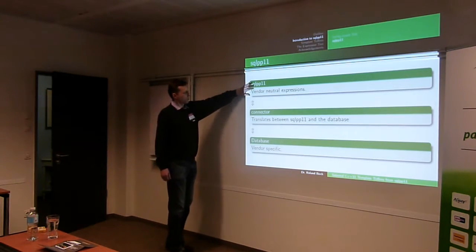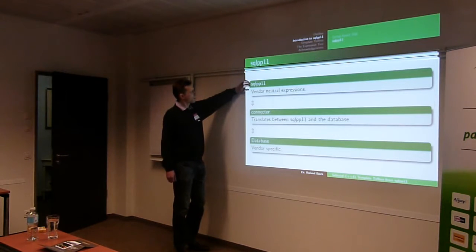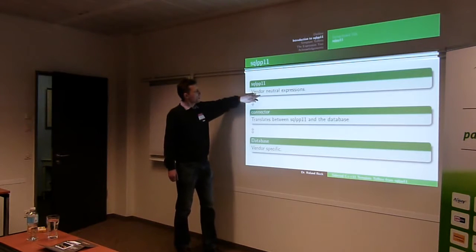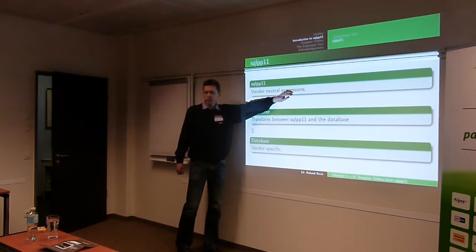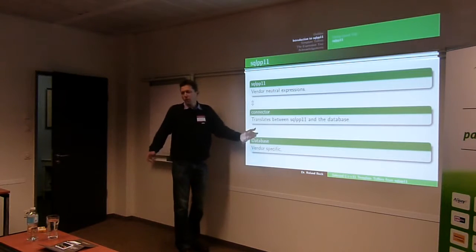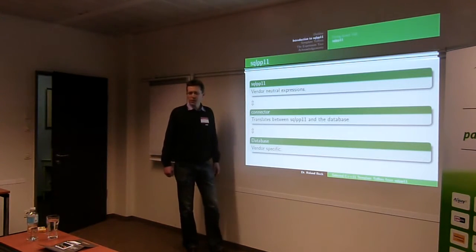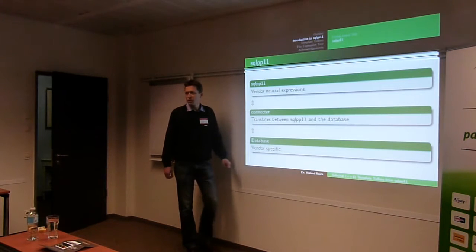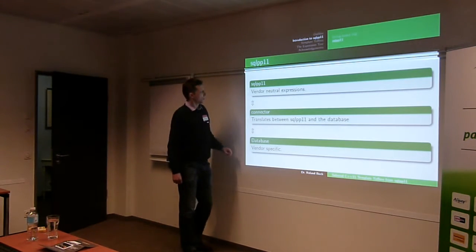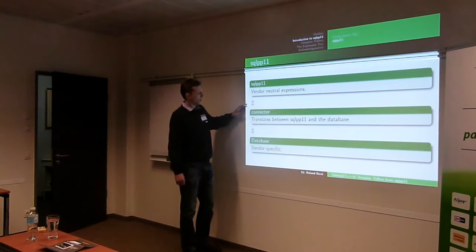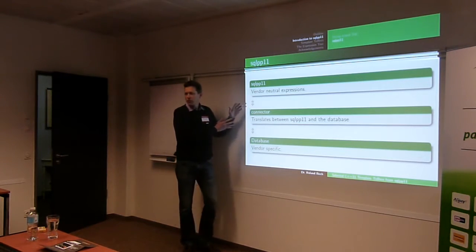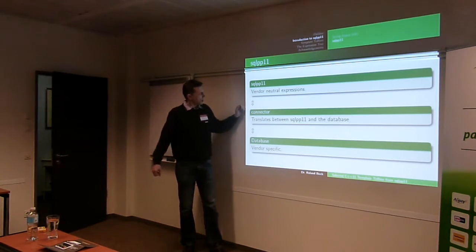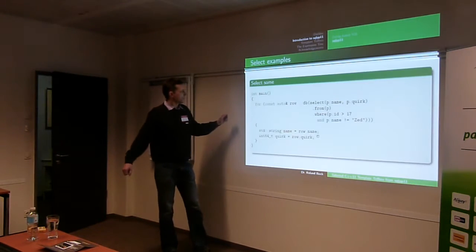So here's a general layout of how this works. You have a library called sql11. There you can create vendor-neutral SQL expressions. And you have a database which, of course, is vendor-specific. That's the nature of these databases. And you have a connector library which translates between these two. We're going to see in more detail how this works later on. So now let's see some examples.